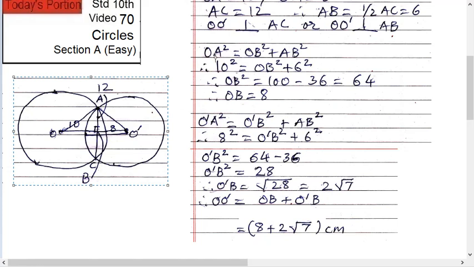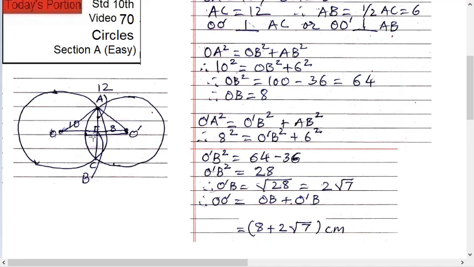Then OA square equals OB square plus AB square. Why? Because of the Pythagoras theorem. Therefore 10 square equals OB square plus 6 square. Right. So OB square you can find out now. OB square equals 10 square minus 6 square, that is 64. OB equals 8. Okay.